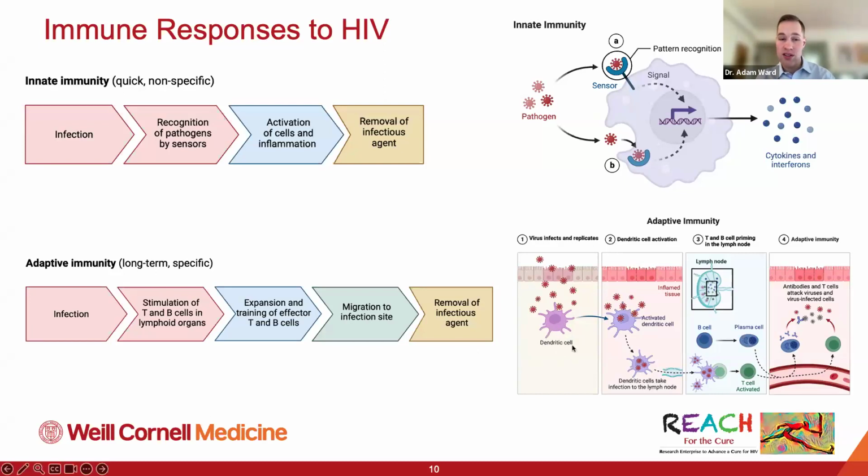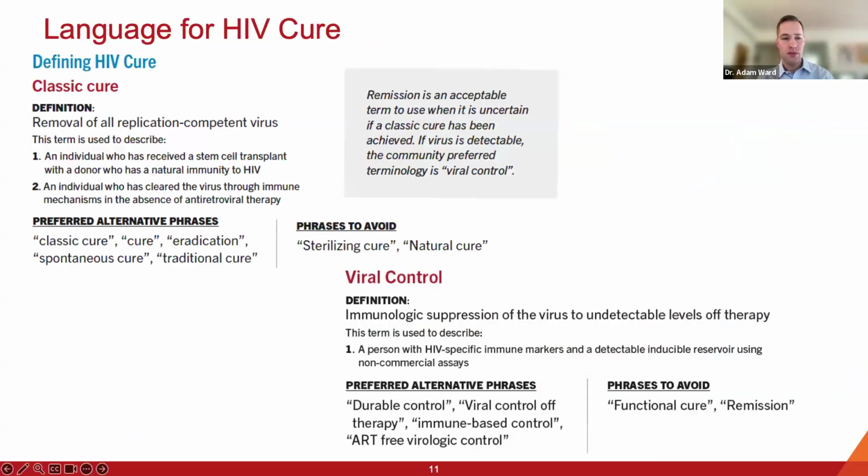Here I'm showing an important cell type called dendritic cells. These are professional antigen-presenting cells. They take up parts of the HIV virus and present them to cells called T cells and B cells, which are the two major cell types of adaptive immunity. And this primes these cells for development and the specific ability to eliminate HIV-infected cells.